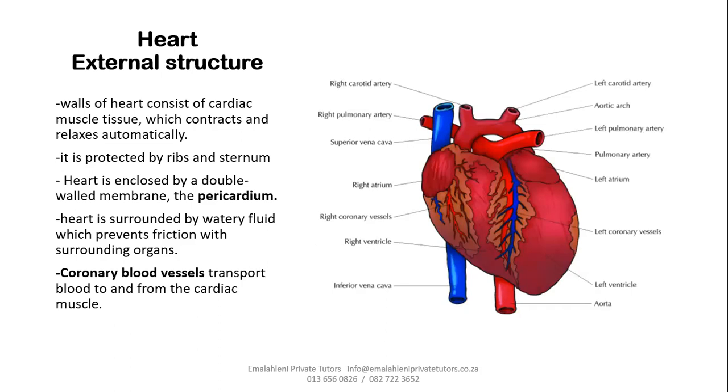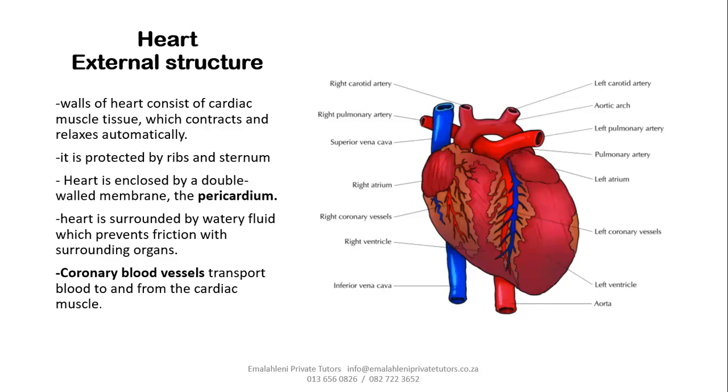Now, we see that the walls of the heart consist of cardiac muscles, which contract and relax. So the heart always has to contract and relax so as to effectively pump the blood to the system, and also pump it to the lungs to get the oxygen. We're going to talk about that. It's also covered by the ribs, the sternum, and by the membrane, which is the pericardium. Now, the heart is surrounded by watery fluid, which prevents friction with surrounding organs. So the heart itself is actually in a fluid.